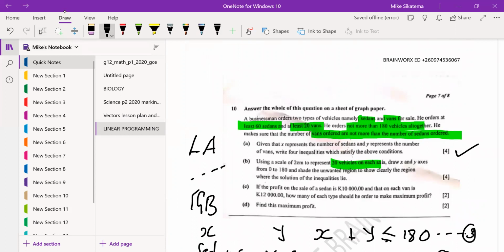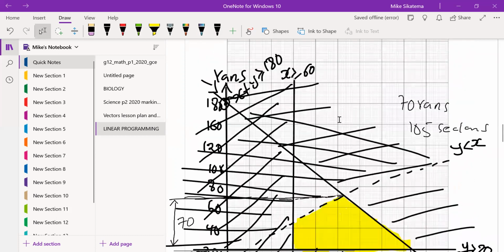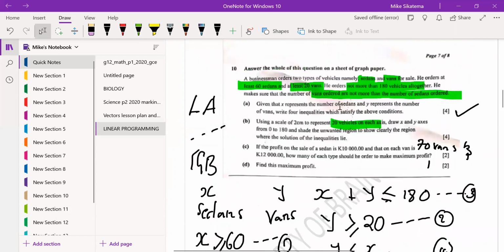So this will be 70 vans and 110, 105 sedans. Then we're saying that a sedan is worth 10,000 kwacha. So the maximum number of sedans is 105.